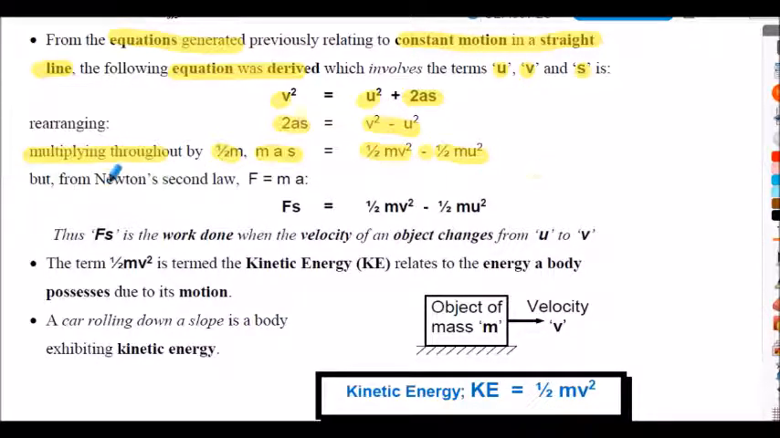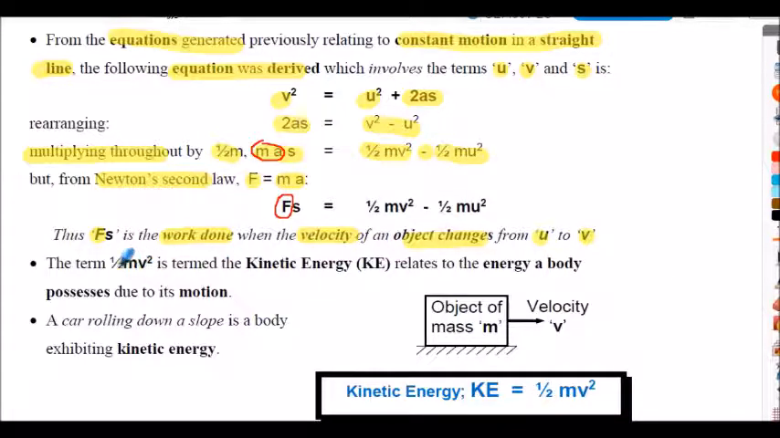We know from Newton's second law that force is equal to mass times acceleration, so on the left hand side I can replace the ma here with the F shown here. So on the left hand side I can have F multiplied by s is equal to half mv squared minus half mu squared. So Fs is the work done when the velocity of an object changes from velocity u to v.